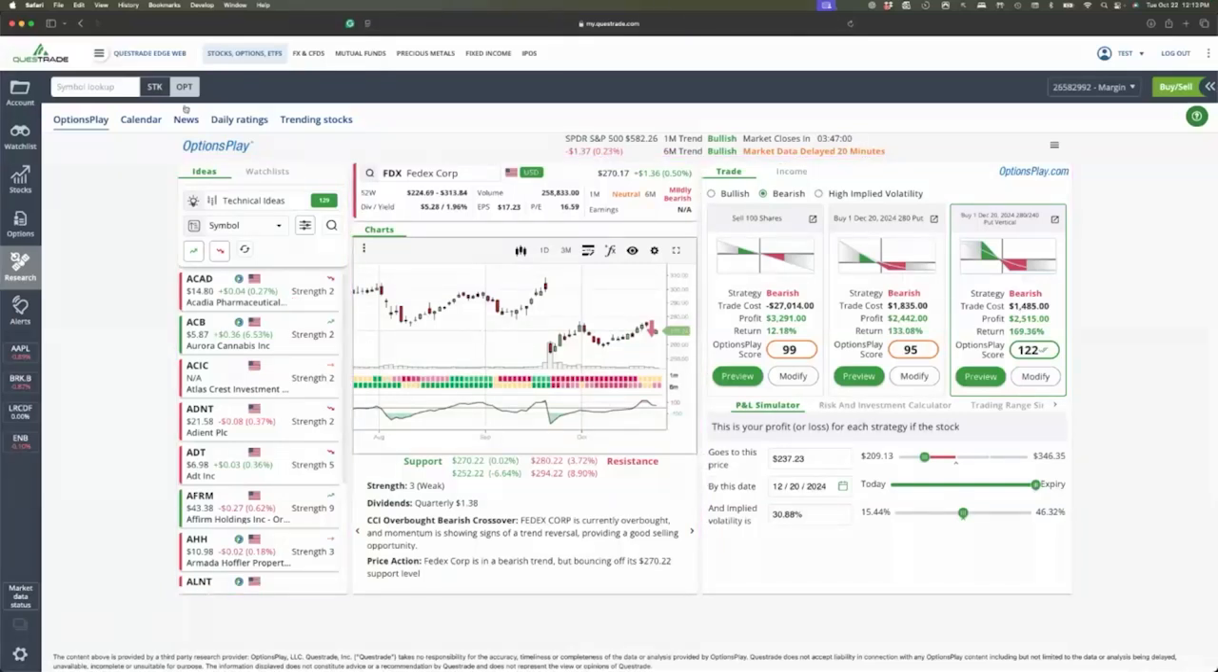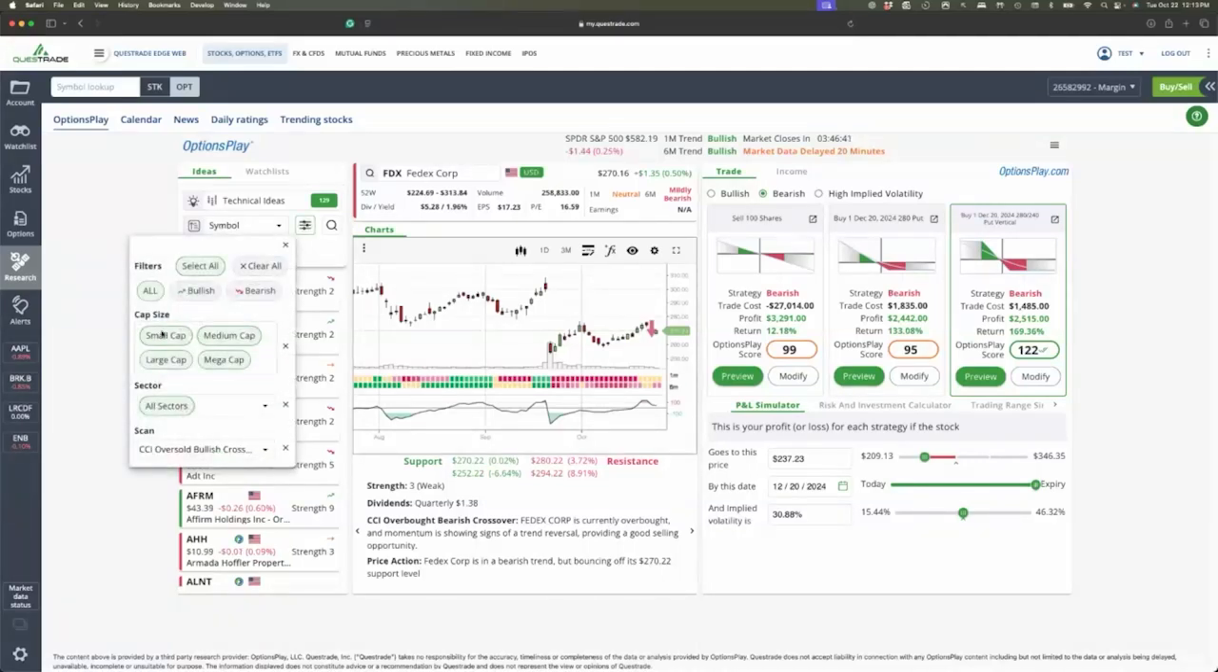So when we look at how to start, idea generation is at the core of what we help you do here with the OptionsPlay platform. And what you have is the ability to sort our trade ideas based on bullish or bearish views on the underlying market. And you can even sort and filter based on things like market cap, what sectors you want to look at, and what technical scans you want to utilize in these specific ideas. But I'll keep things simple.